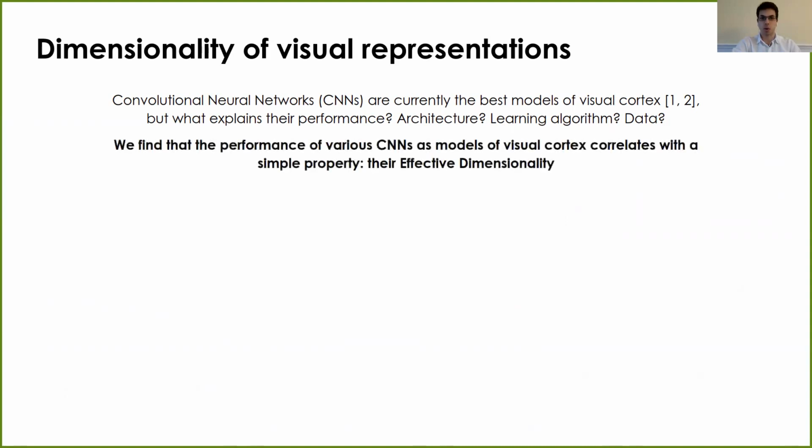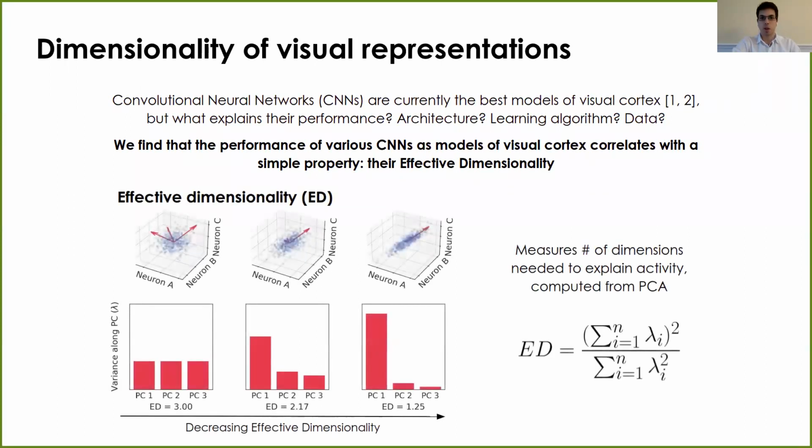Well, what we find in this work is that the performance of these models is strongly correlated with a relatively simple property: the effective dimensionality of their features. What does effective dimensionality mean? Well, intuitively, it's a measure of the number of principal components needed to explain a set of responses.